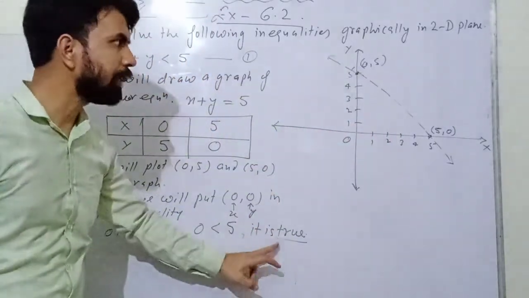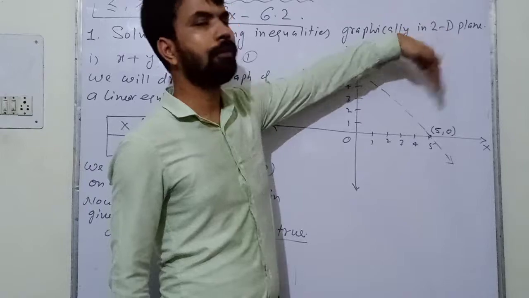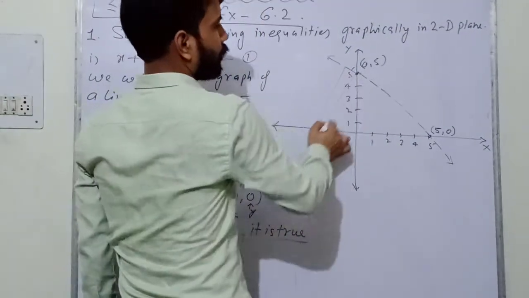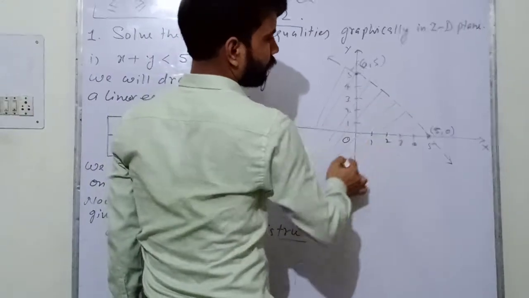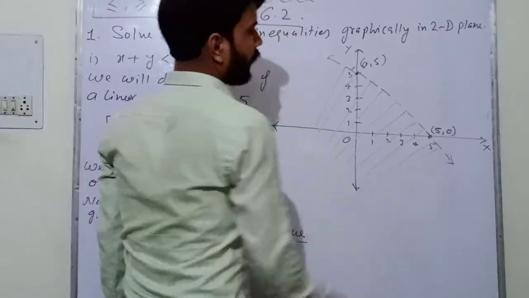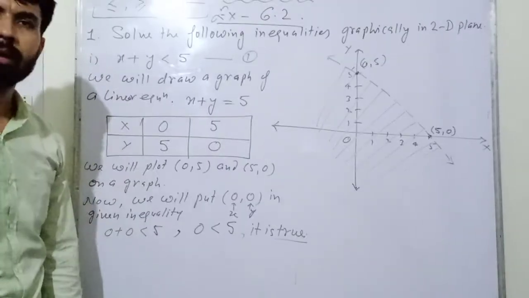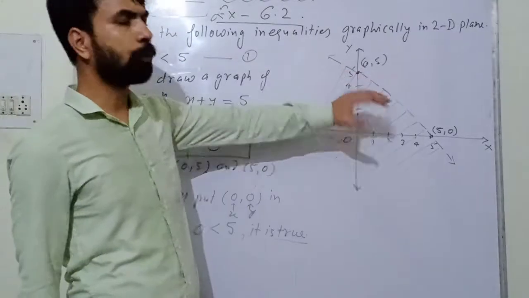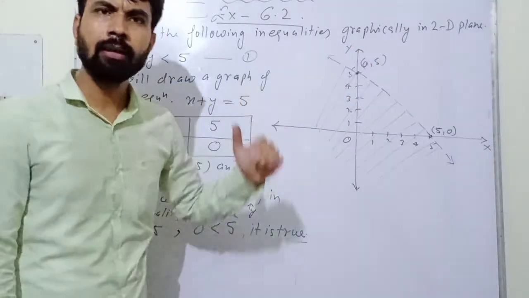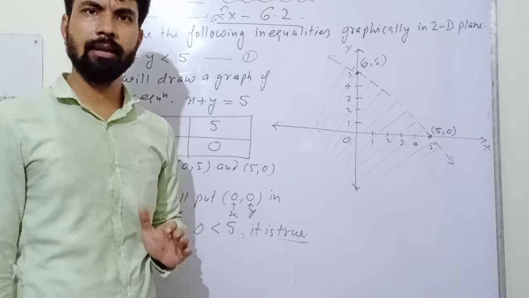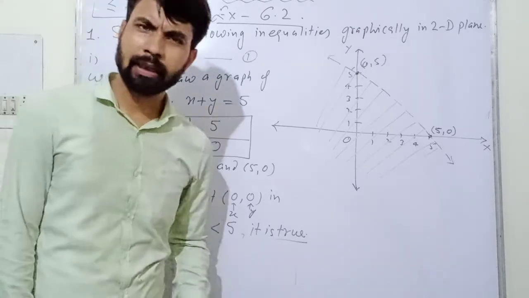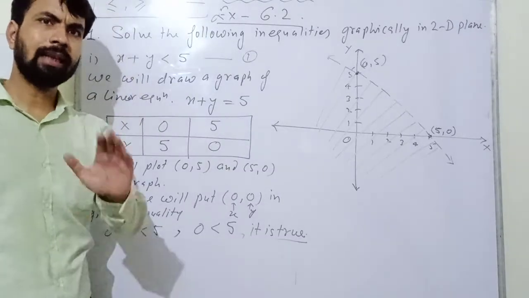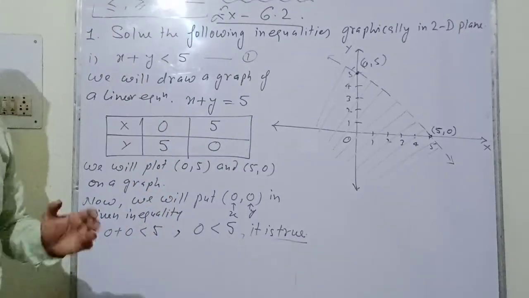Suppose that if this condition is false, then we will shade the region away from the origin. Understood? So we will shade this region. And after shading this, our question is completed. Our answer is completed. Clear? So we only have to plot the graph and shade the required region. Hope it is clear. If it is not clear, then don't worry. I will explain the next question also. So till that time, pause the video and note it fast.